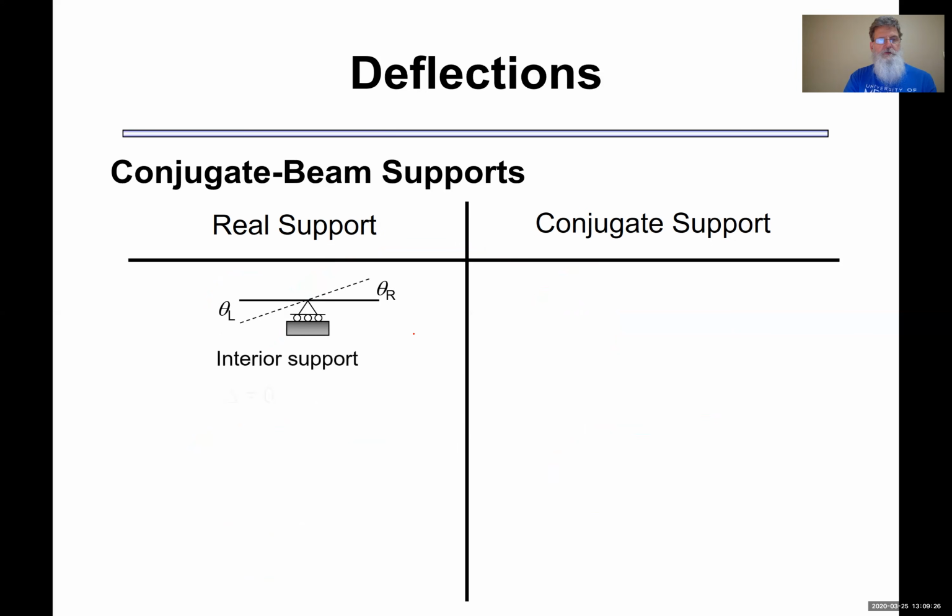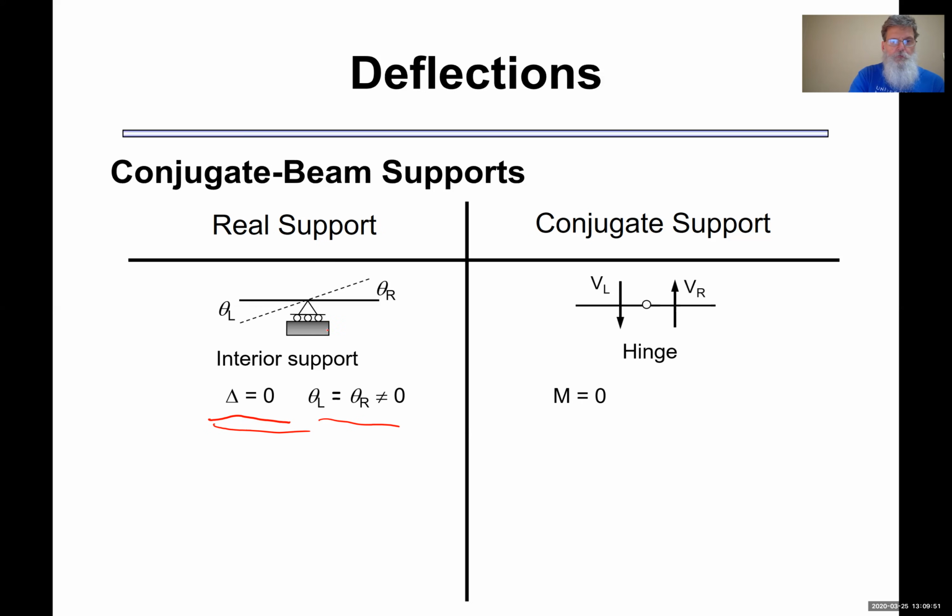In that situation, I have no displacement at the pin, but I do have rotation. So what kind of support would have no moment, but shear? If you think about it for a second, it's an internal hinge. Because the hinge does not transfer moment, but it can have shear on each end. So again, an internal support maps to a hinge.